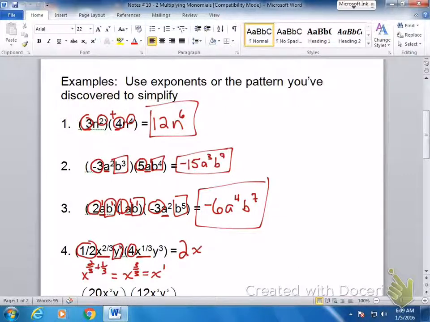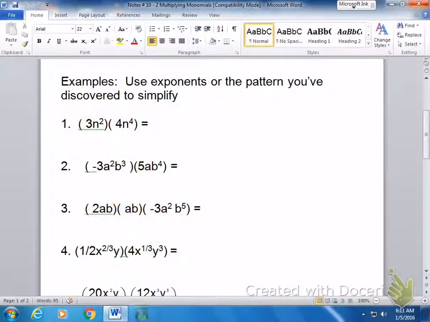Now I'm going to go to my y's. I've got y to the first times y to the third. 1 plus 3 gives us 4. So 2x y to the 4th. Now the next one is probably not one you're going to enjoy.